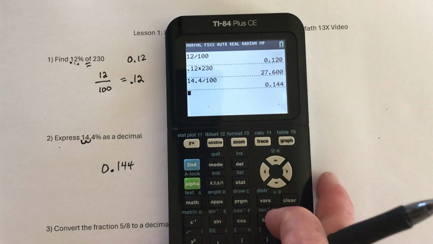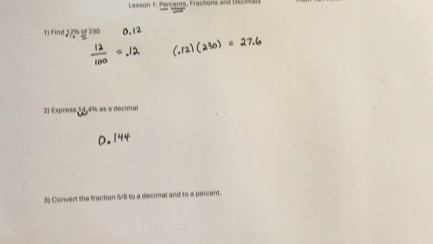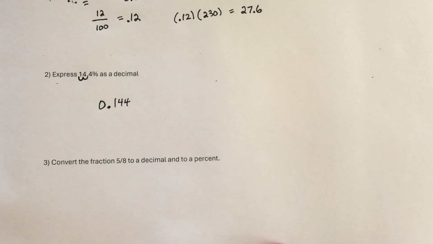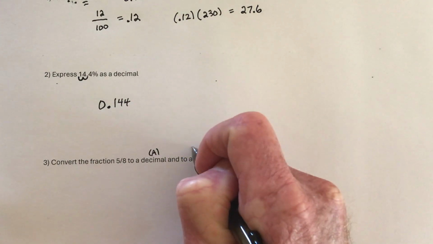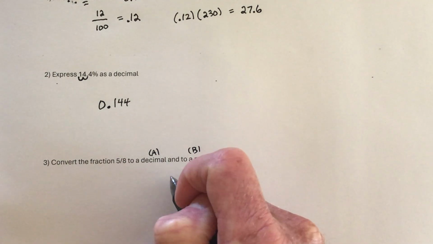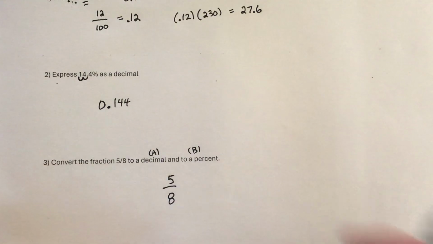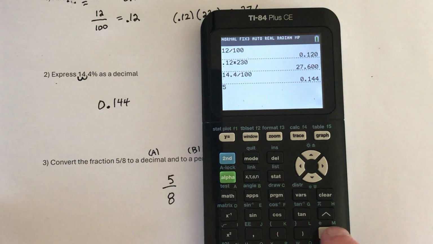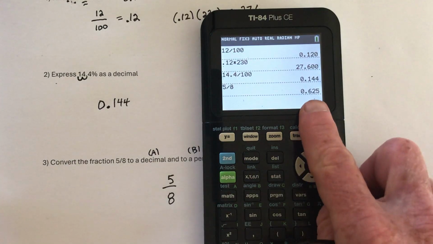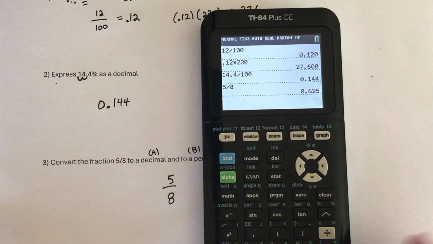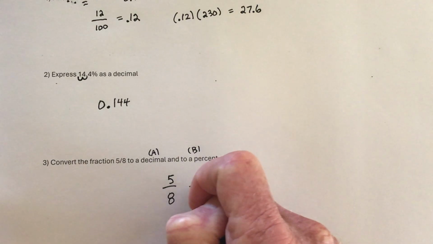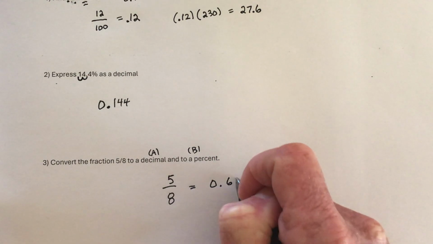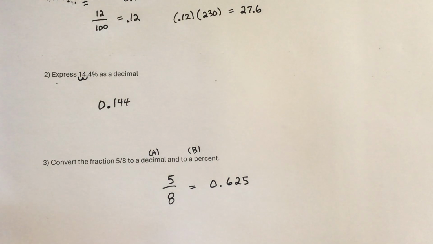All right, next up, convert this fraction 5/8 to a decimal and then also to a percent. So this is sort of a part A and part B situation. With 5/8, first of all, divide 5 divided by 8 and enter. And it says that it is 0.625. So that's the decimal form. Okay, that's part A, the decimal.